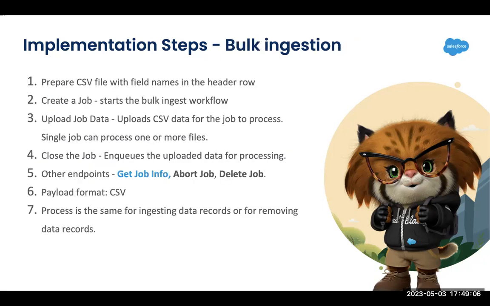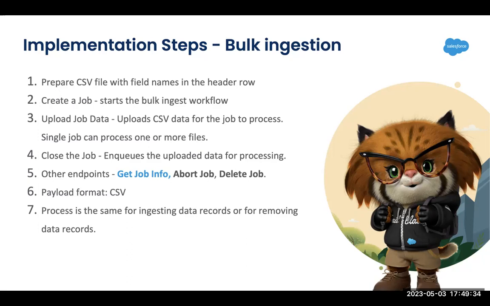When it comes to bulk, bulk works with a job nature. And what it does is simple. You should design a CSV file with field names, as I said, with the proper header row. You have to create a job inside Data Cloud to start the ingestion workflow. And the third step is to upload the job data, the complete CSV, to process a single job. And you could close the job with uploads data for processing as well.